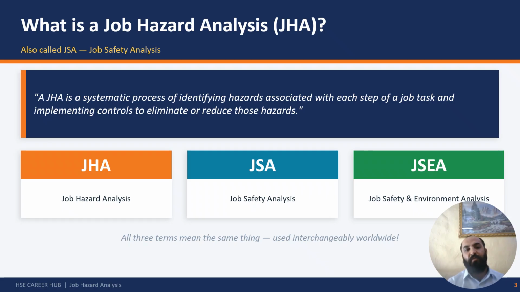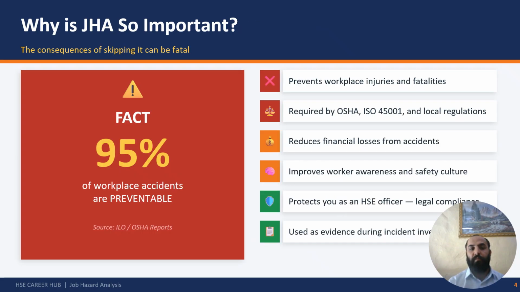Now, one thing that confuses a lot of people, you might hear this called different names at different companies. Some call it a JHA, job hazard analysis. Some call it a JSA, job safety analysis. Some call it even a JSEA, job safety and environment analysis. Here is what I want you to know. They all mean the same thing, same process with different names. So don't be panicked with that. Don't let the terminology confuse you. If someone hands you a JSA form, you know exactly what to do with it.